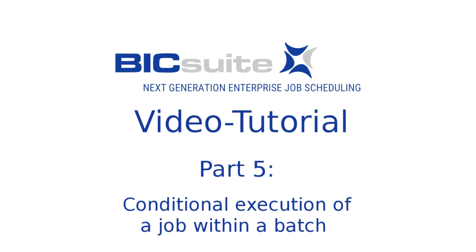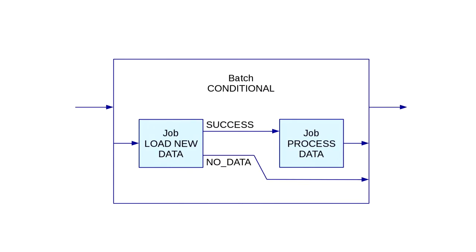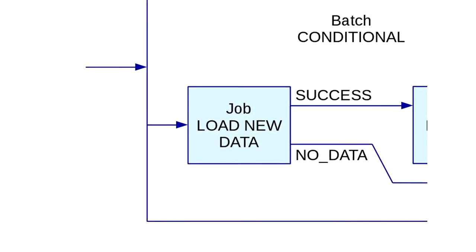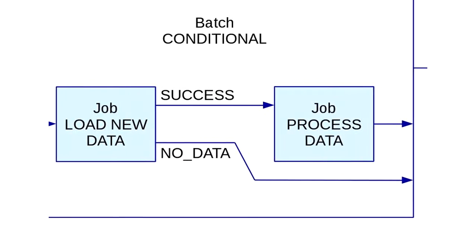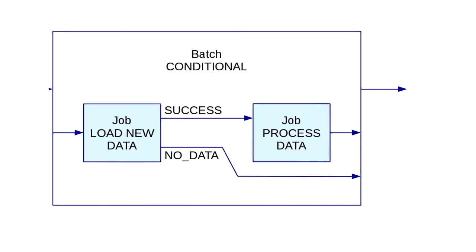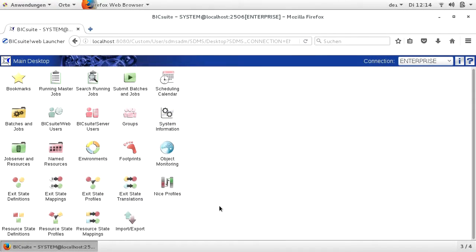In this episode you will create a batch called Conditional, which consists of the jobs Load New Data and Process Data. The job Process Data should only be executed if Load New Data actually has loaded new data. Because you are already experienced in creating batches and jobs in Big Suite, I'll show you how this works in real time. Open the editor for batches and jobs.